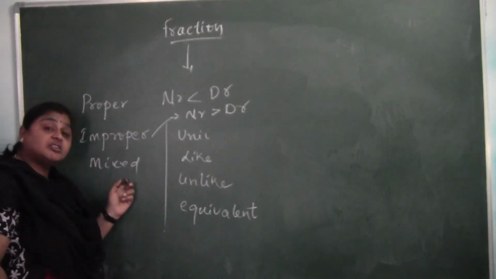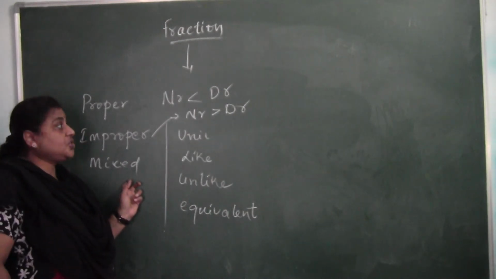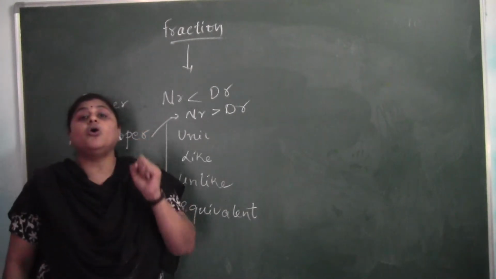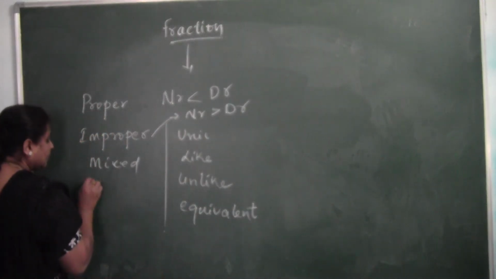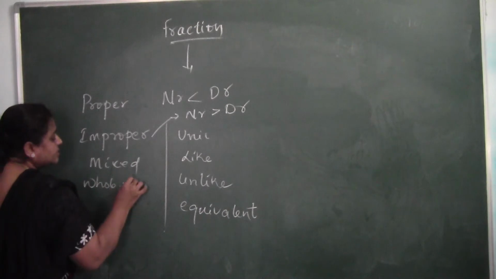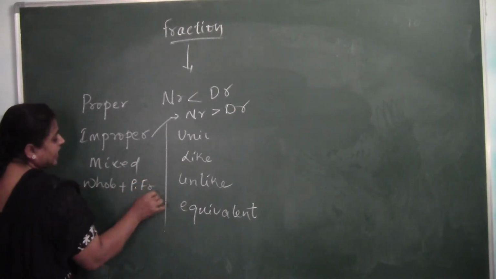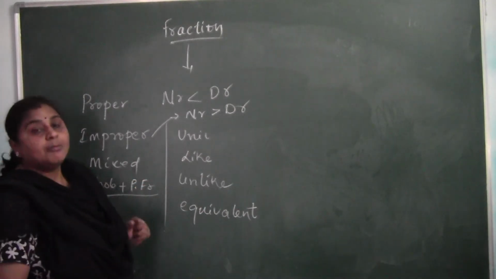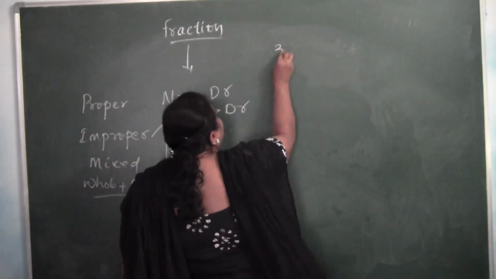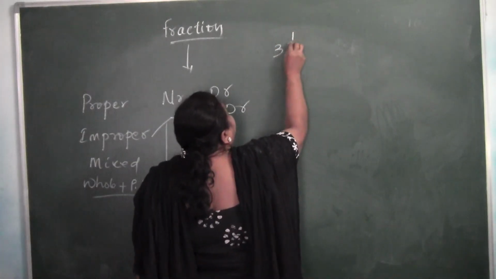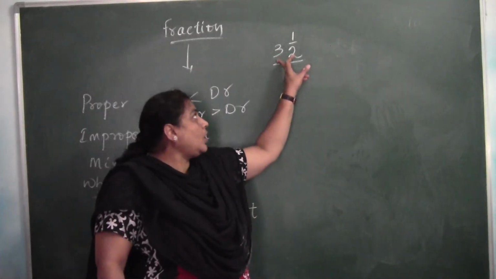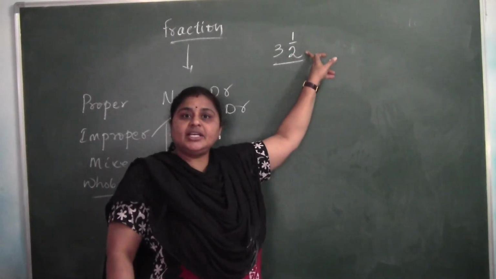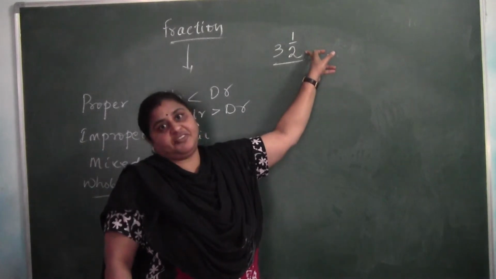And next, mixed fraction. Mixed fraction is nothing but a whole number with a proper fraction. Whole number plus proper fraction is mixed fraction. Say 3 is a whole number, 1 by 2 is a proper fraction. Whole and a proper fraction is called a mixed fraction.